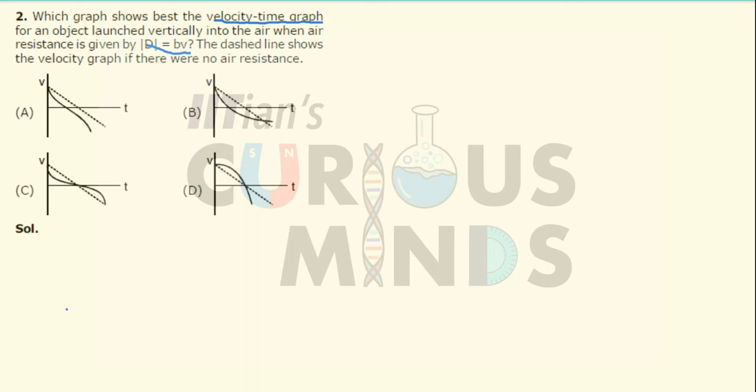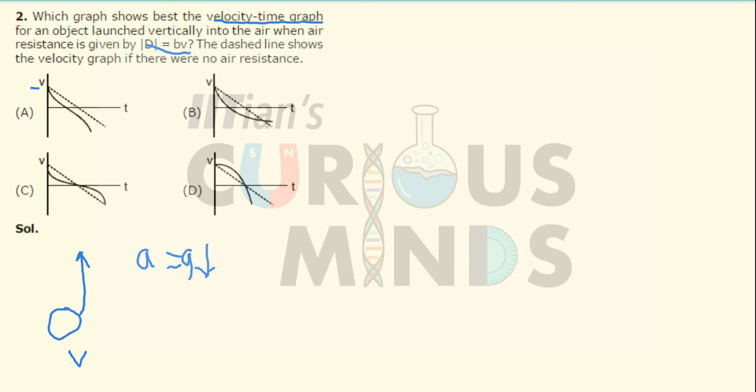Now let us assume that a body is thrown upwards with whatever velocity; the initial velocity in all these four graphs remains constant. So basically I can say that it is initially thrown with a velocity v. Now when there is no air resistance, there will be only one acceleration, that is acceleration due to gravity, which acts in the vertically downward direction.